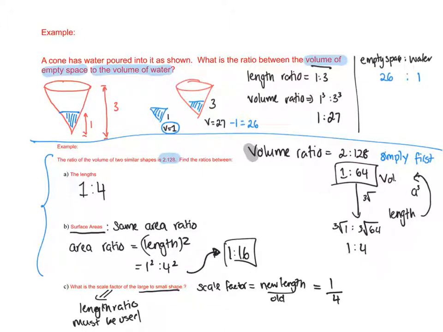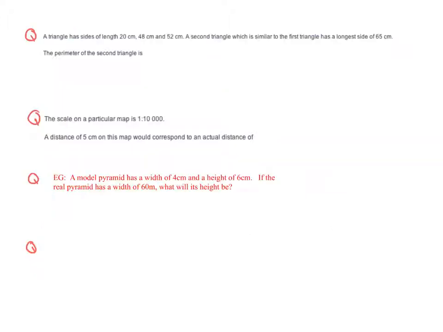Alright, I'm going to keep going. There's a few more. So a triangle has side lengths of 20, 48 and 52. A second triangle is similar to the first and has the longest side of 65. What is the perimeter of the second triangle? So you can find all the other sides using the length ratio. And the length ratio we can find by comparing two sides that we have that are the same.